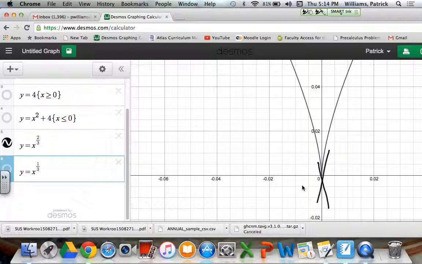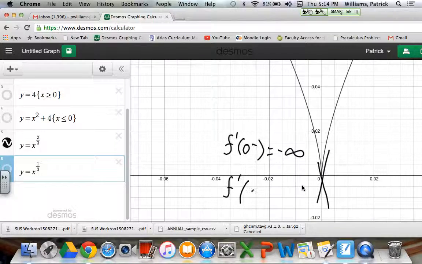So in this case, f prime of 0 minus is negative infinity, and f prime of 0 plus is positive infinity. Well, that gives us a problem because, again, the derivatives do not match up on either side of that particular point, so therefore a cusp is not differentiable. Okay?